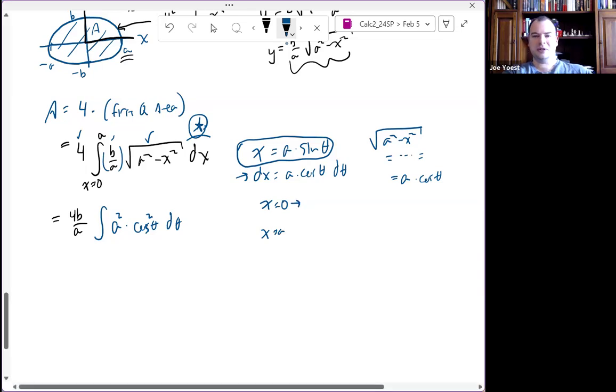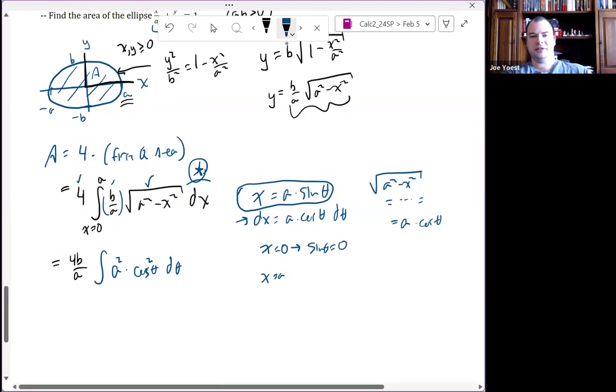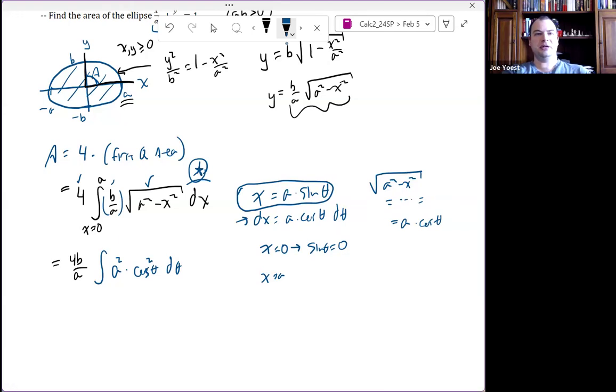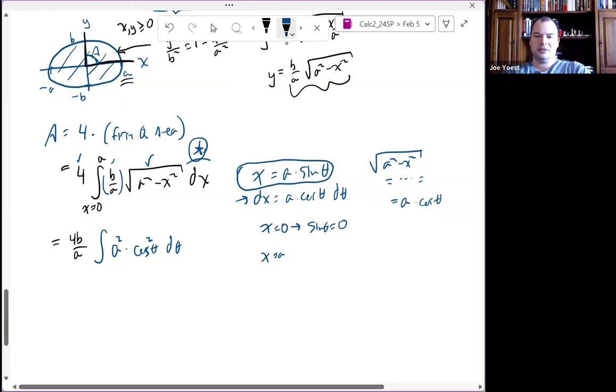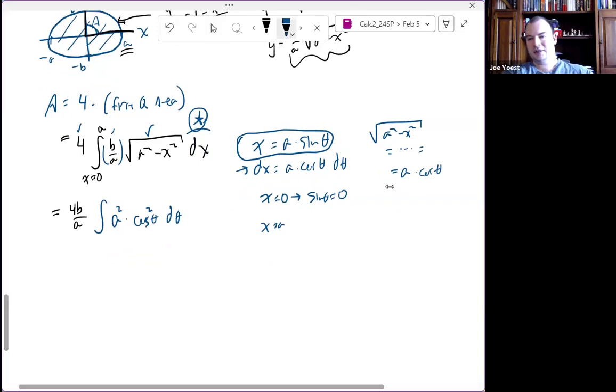So when x equals 0, that means that a times sine theta is 0, which means sine theta is 0. We can clearly see that we're dealing with thetas between 0 and 90 degrees, or 0 and pi over 2 here. Sine theta is 0 on that interval, means that theta is 0. So x equals 0 corresponds to theta equals 0. Just a lot of bookkeeping, right? A lot of little details that we have to just make sure.